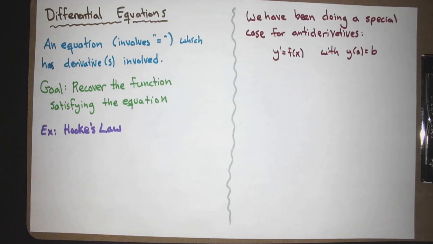Now, what's the goal? Well, the goal is to recover the function. So essentially, we have information about its derivative. What's the function? And let's start with a fun example, Hooke's law. Does anybody remember Hooke's law? I'll give you a hint. It has to do with a spring. Hooke's law. It's a physics type thing.